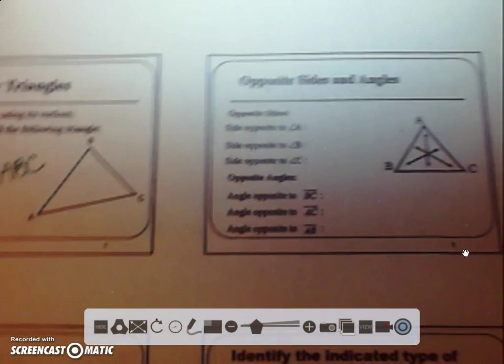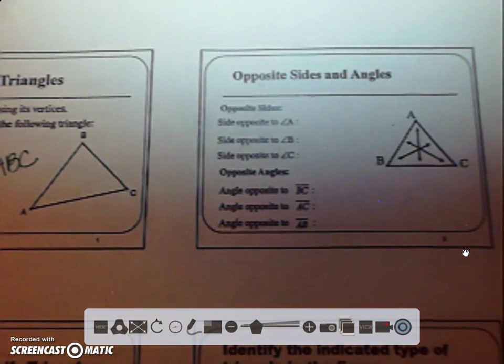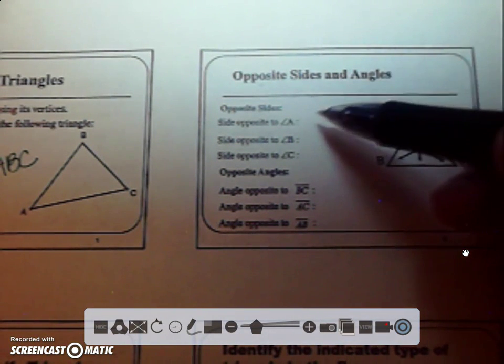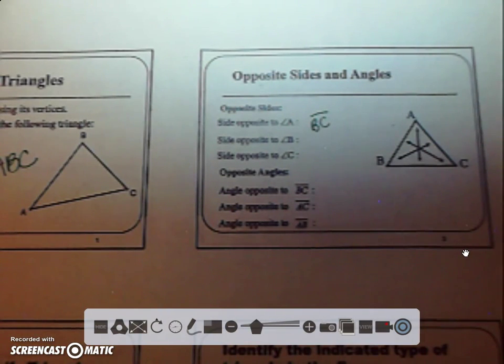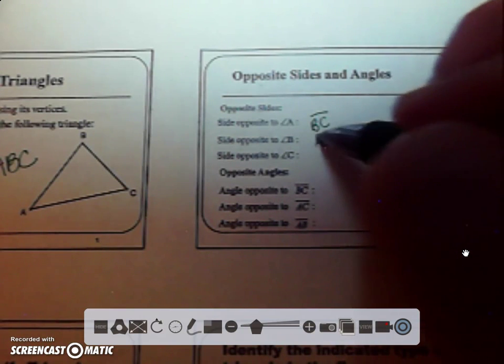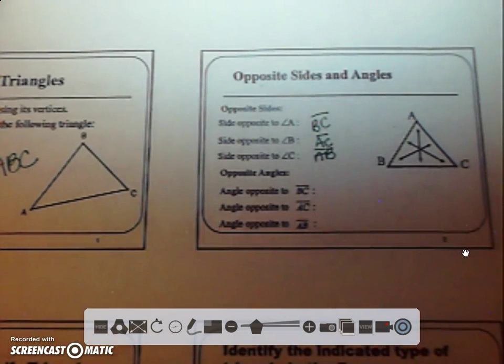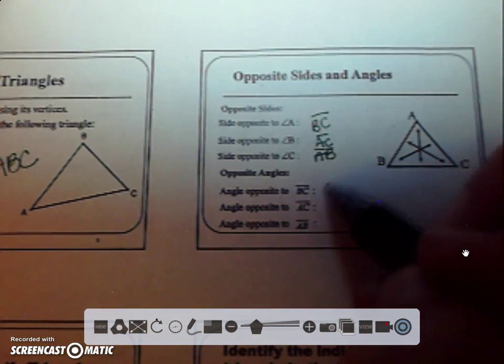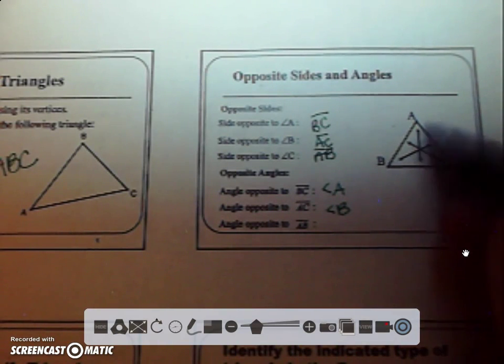When we talk about opposite sides and angles, we're looking at the side opposite to an angle or the angle opposite to a side, so across from that angle or side. For instance, the side opposite to angle A would be side BC. Opposite to B, AC, and opposite to C, AB. Same thing with opposite angles. Looking at BC, angle A should be opposite, AC, angle B, and then AB, angle C.